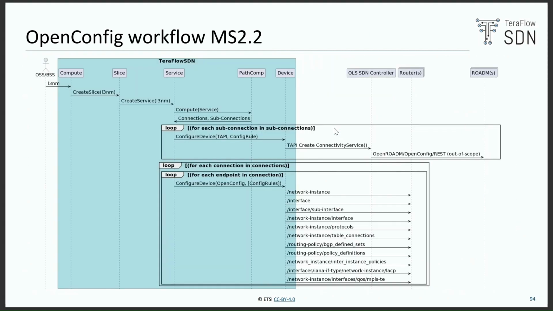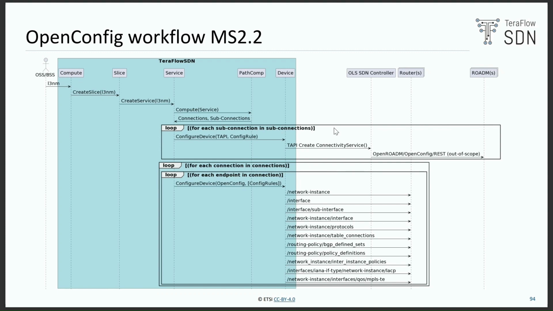Then, how everything is combined. Here I'm depicting the workflow that we implemented inside the TeraFlowSDN controller, extracted from one of the internal milestones that we have in the project. The idea here is that when the external system wants to create, for instance, a layer 3 service or slice, it issues the request to the compute component. Then from the compute component, a slice creation request is sent to the slice component.